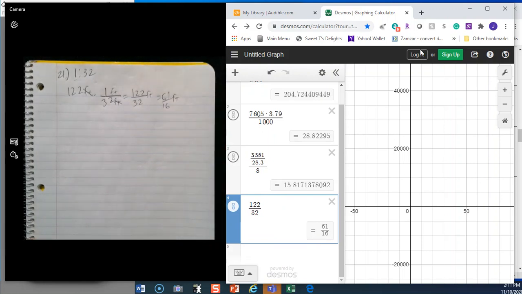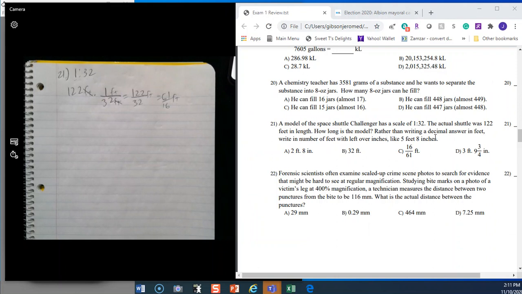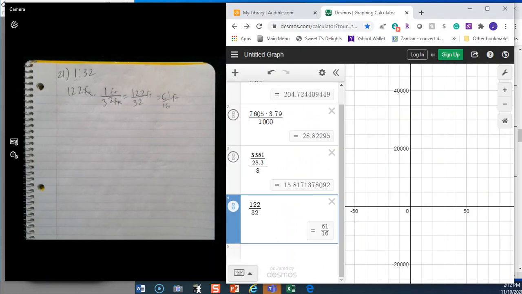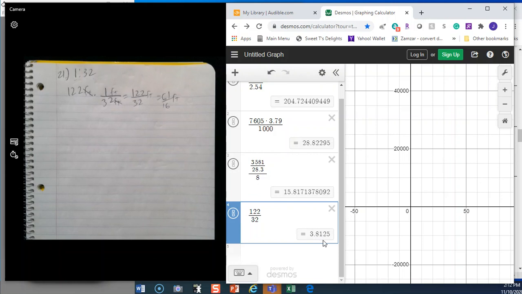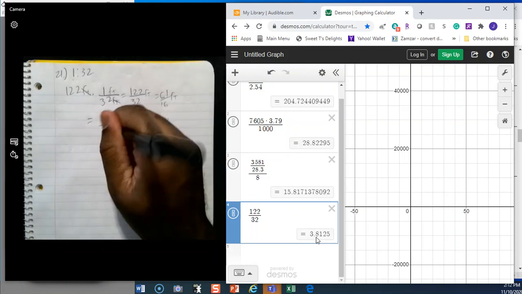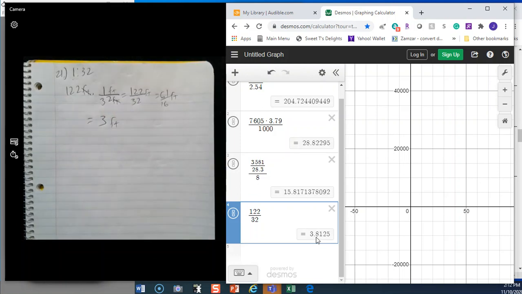Now, in the directions, they ask us here to write, rather than writing a decimal answer in feet, write a number of feet with leftover inches. So we have 5 feet 8 inches as our model. So this is what we would need to do. Let me go back to decimals. First, I would make this back into a decimal. So we know we would have 3. So that'll be 3 feet. Now we have to figure out how we're going to get the inches.